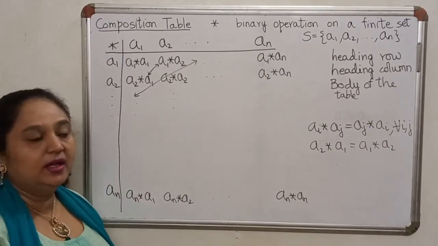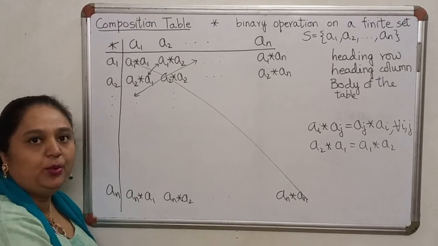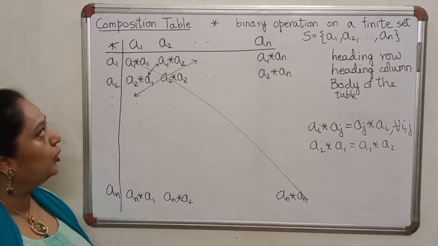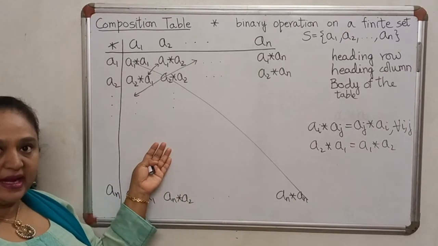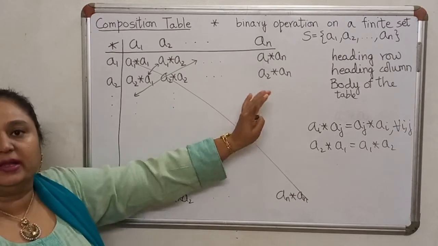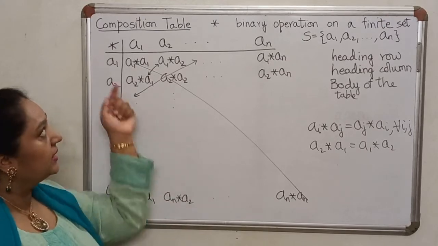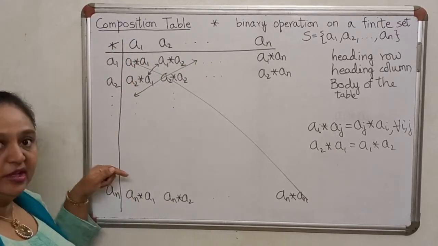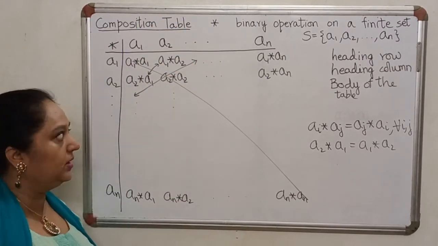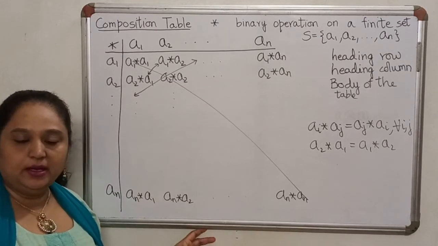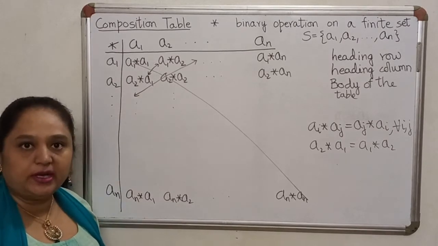So essentially, the elements need to be placed symmetrically about the diagonal. So either you make sure that this diagonal acts like a mirror, so the elements on this side are reflected on the other side of the mirror in the same position, or else you make sure that the first row is identical with the first column, second row is identical with the second column, third row is identical with the third column, and so on down the line. So this is how you can check commutative property from the composition table.